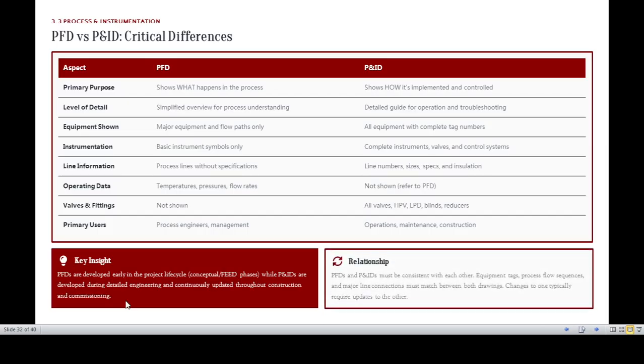The PFD and P&ID must be consistent with each other. Equipment tags, process flow sequence, and major line connections must match. Post drawing changes to one typically require an update to the other.